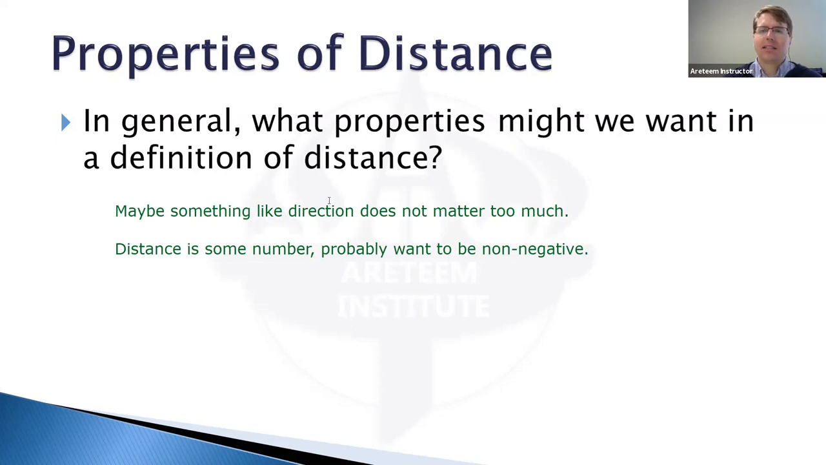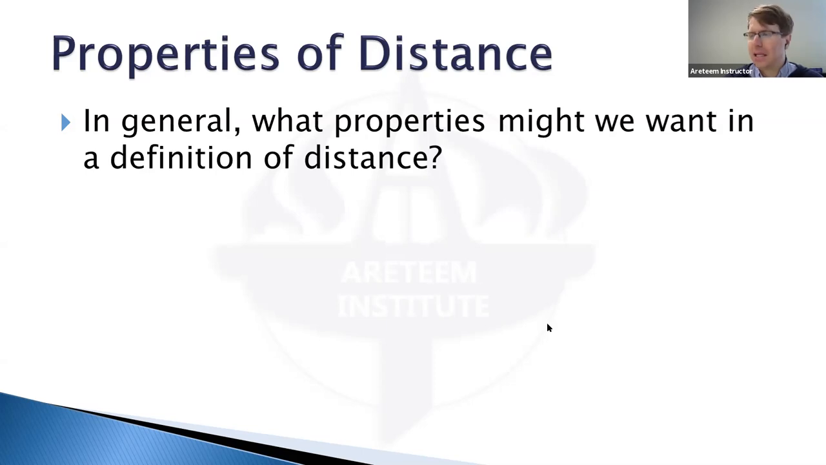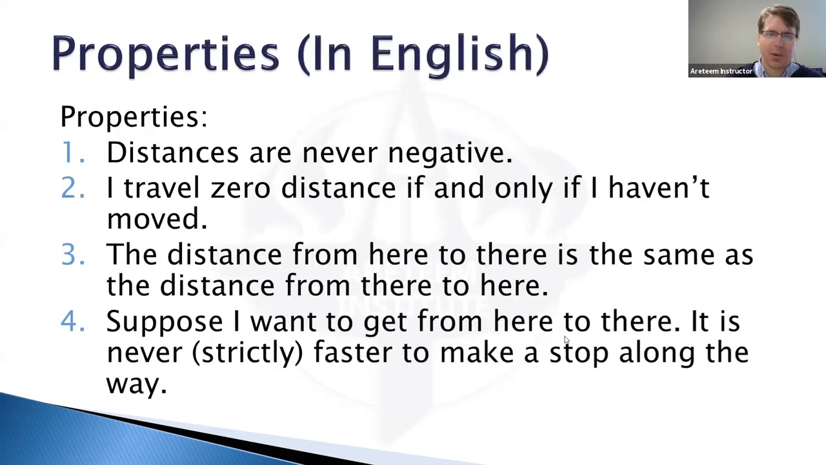The standard ones people agree on, and we'll talk more formally about them in a second. Summarizing these in English, there are four properties here, which is really three properties, because one of the properties you can prove from the other ones. In English, distances are never negative. We talked about this. The other ones seem a little funny to say in words, but once we translate them to math, they should make a lot more sense.